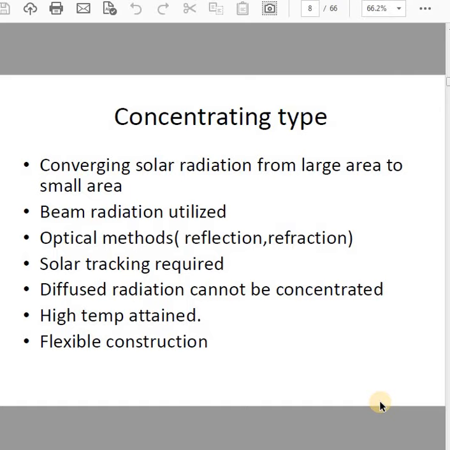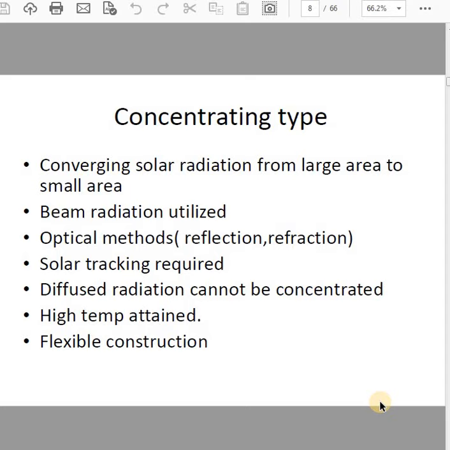concentrating type collectors are covered. In concentrating type collectors, the advantages are converging solar radiation from a large area to a small area. Beam radiation, that is direct radiation, is utilized rather than diffuse radiation. Optical methods, that is reflection and refraction: you are collecting the sunlight based on optical methods such as reflection and refraction, which will allow the maximum amount of heat to be trapped, or collected.